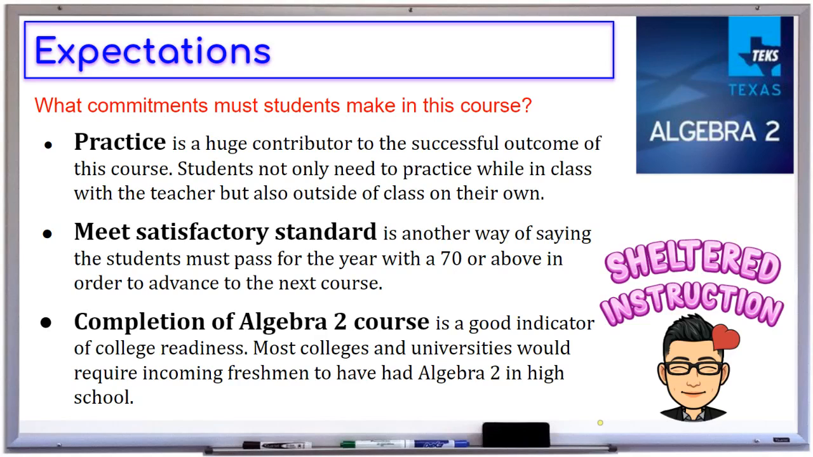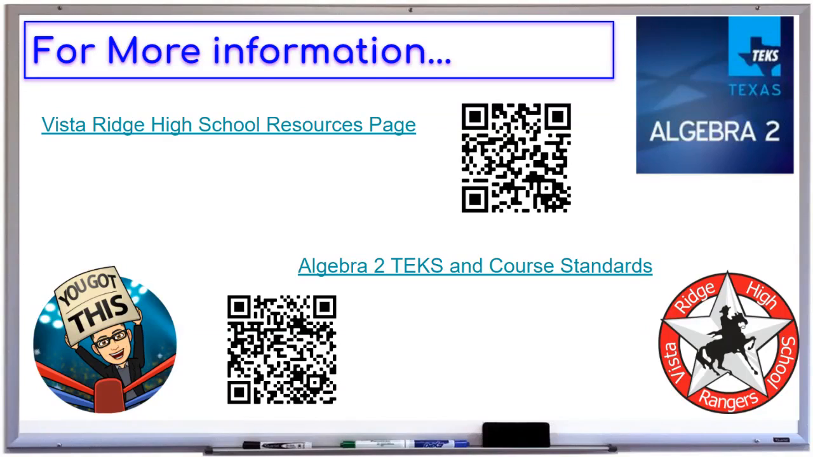What commitments must students make in this course? Practice is a huge contributor to the successful outcome of this course. Students not only need to practice while in class with a teacher but also outside of class on their own. Meeting a satisfactory standard is another way of saying the students must pass for the year with a 70 or above in order to advance to the next course. Completion of Algebra 2 course is a good indicator of college readiness. Most colleges and universities would require incoming freshmen to have had Algebra 2 in high school.